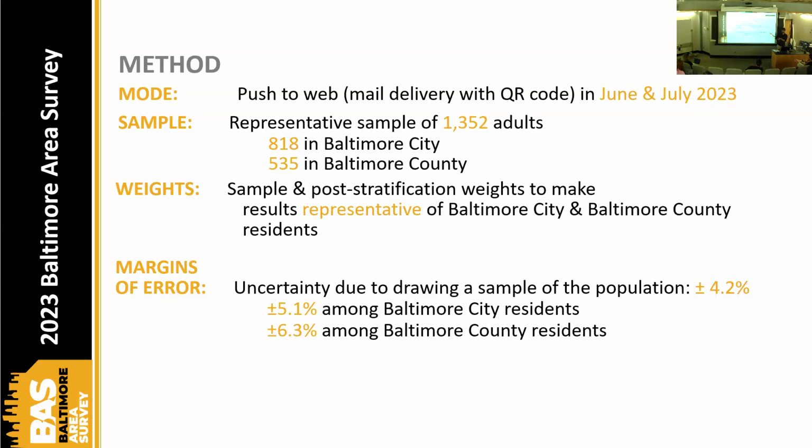To give you a little more about how we conducted the survey, so this is 2023, so we put it in last summer. It was mailed to 10,000 addresses across both the city and the county, and we had about a 13% response rate. So I think 1,350-ish results, just over 800 in the city and just over 500 in the county. And we did weight the survey both on a sample and post stratification basis, just to make it more representative of the entire Baltimore area. And we did work with a margin of error.